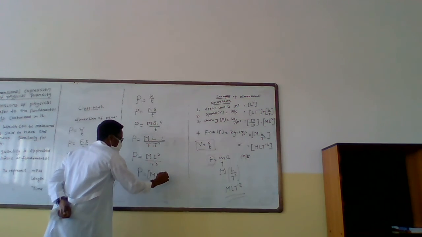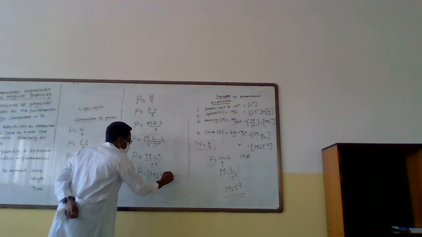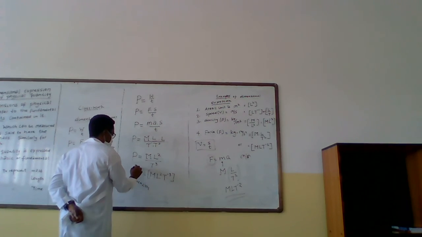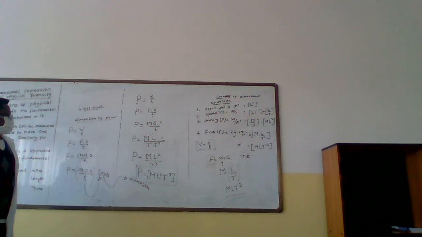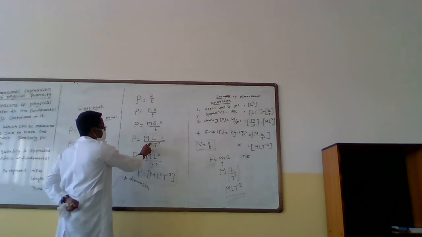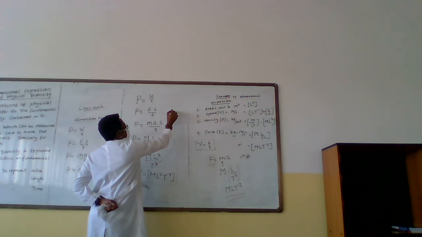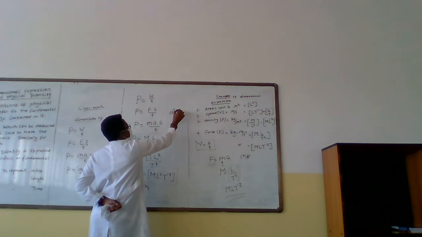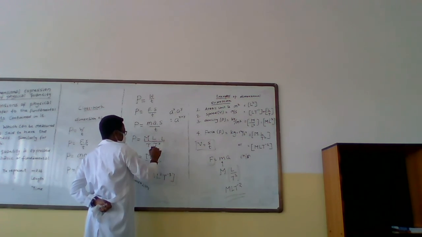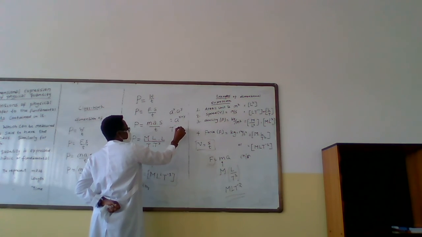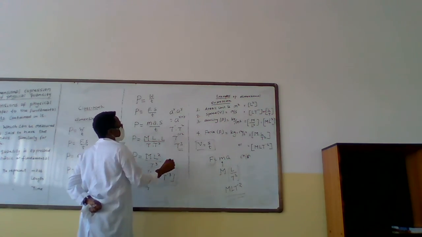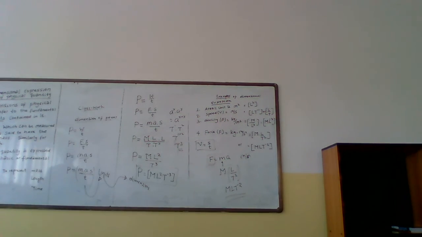T to the power of minus 3. A to the power of x times A to the power of y becomes A to the power of x plus y. So this is the one: T to the power of 1 times T to the power of 2 is T to the power of 1 plus 2, which is T to the power of 3. This is the maths exponential law.